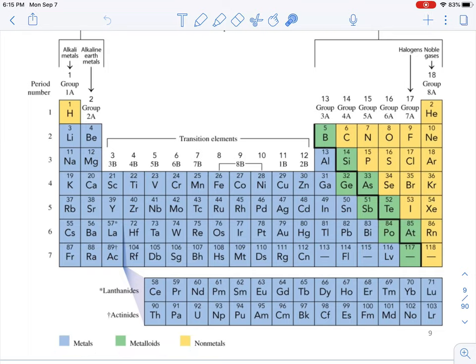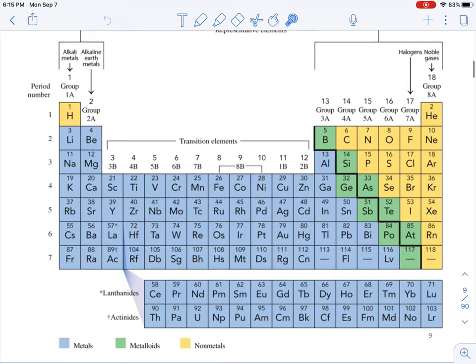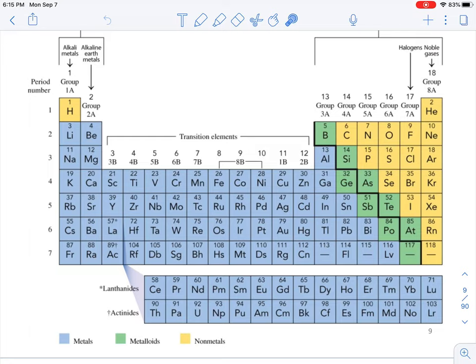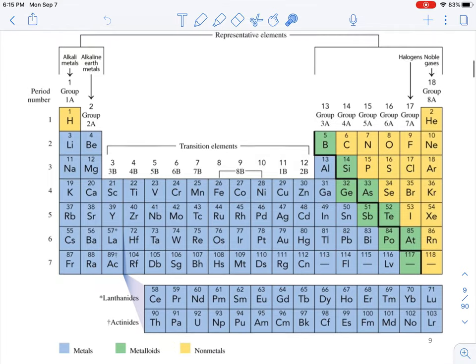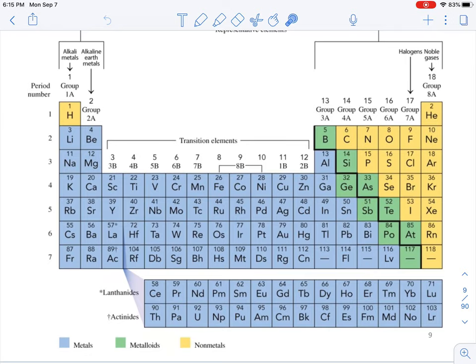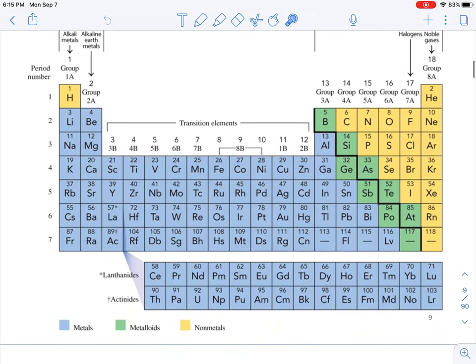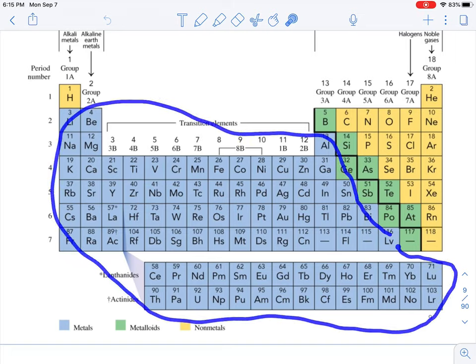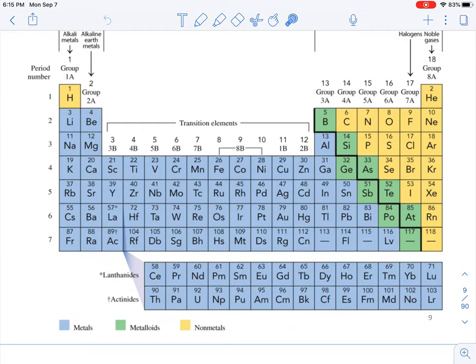We'll go through what characteristics metals have versus metalloids versus nonmetals, but notice that they're color-coded. Anything that is blue is considered a metal. Anything green is known as a metalloid. Anything yellow represents the nonmetals. Looking at the periodic table, I want you to note that there's a lot of blue that we see. All of these elements are considered metals. They have properties of what it means to be a metal.